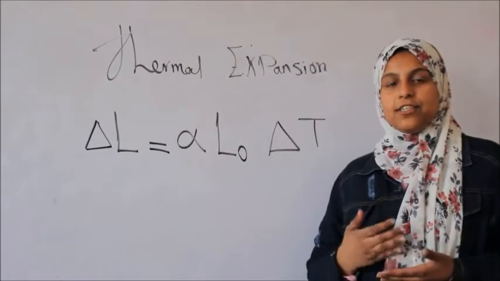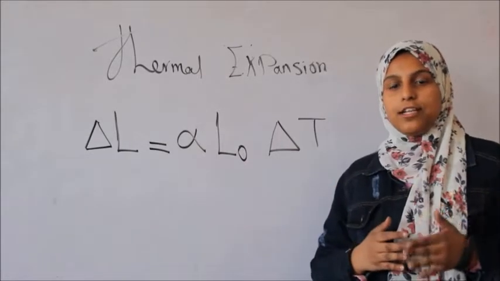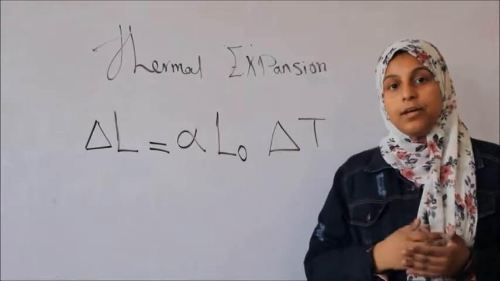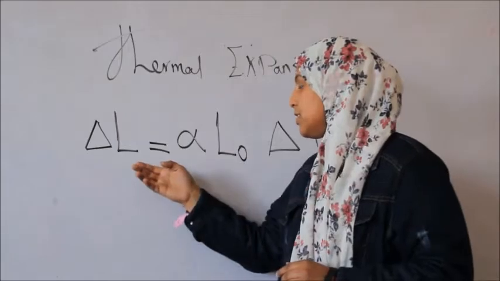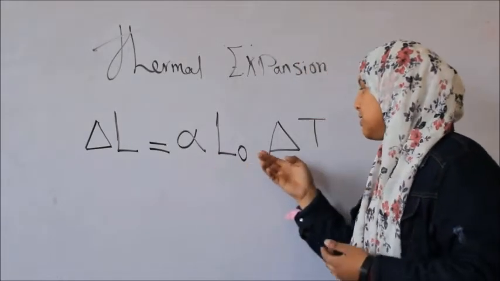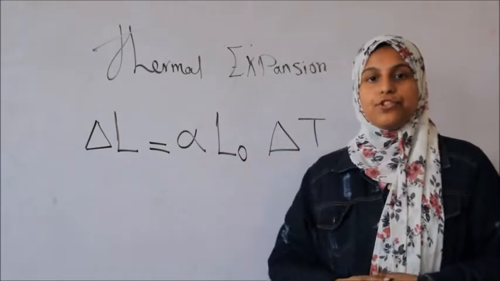Thermal expansion apparatus is used to measure the linear expansion coefficient of materials that, when heated up, produce a change in their length. From the equation shown here, the change in length equals alpha times L, the initial length, times delta T, the difference in temperature.